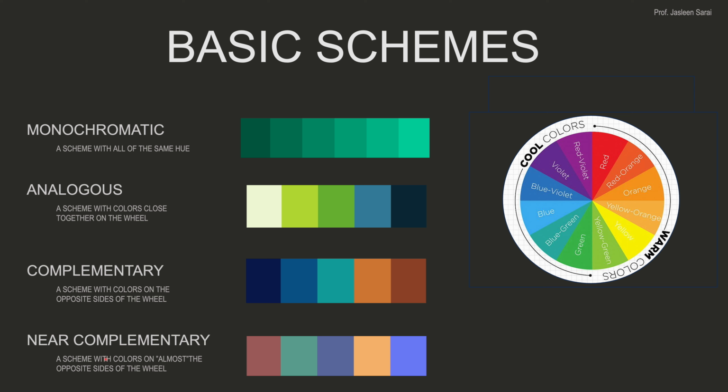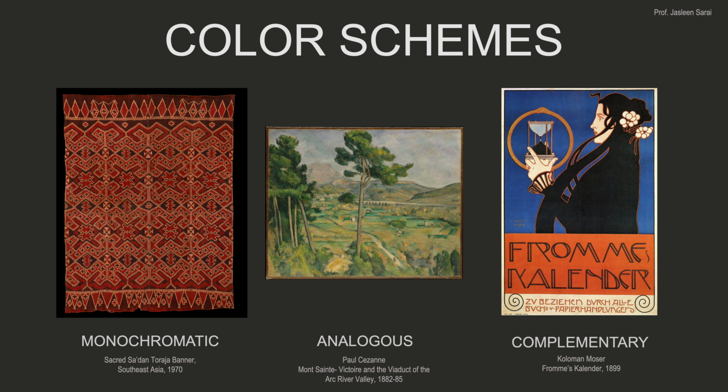Okay. And then you have near complementary, which is just like complementary, but not exactly. It's like a little here and there. So in this case, you have red, orange, orange, and then on the opposite of that is blues and greens, right? So we have blues and greens mixed with oranges and reds. And they're almost on the opposite side of the color wheel, but they work together. Another word for this would also be split complementary. You might hear a lot of different words for this.